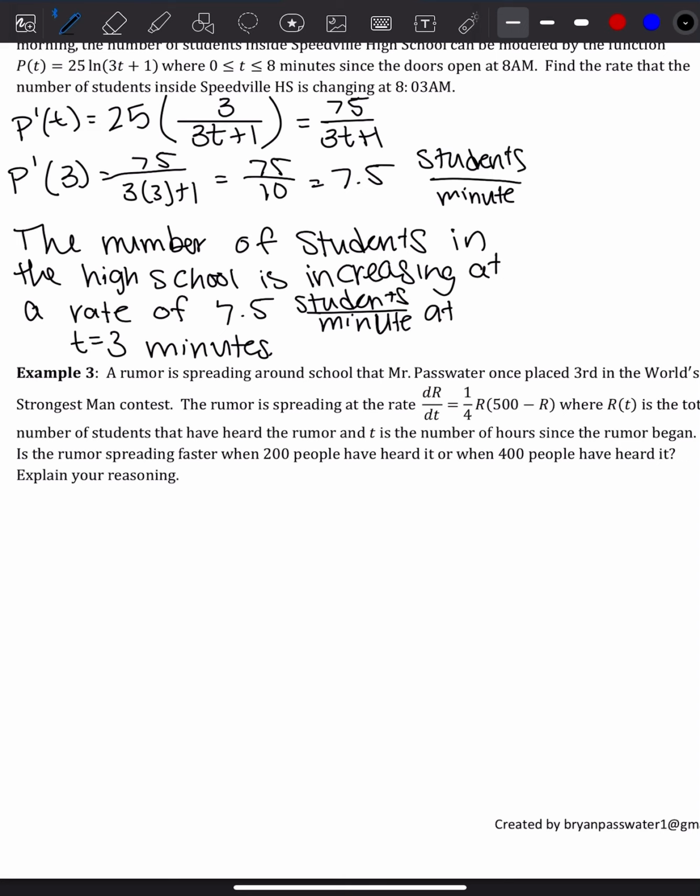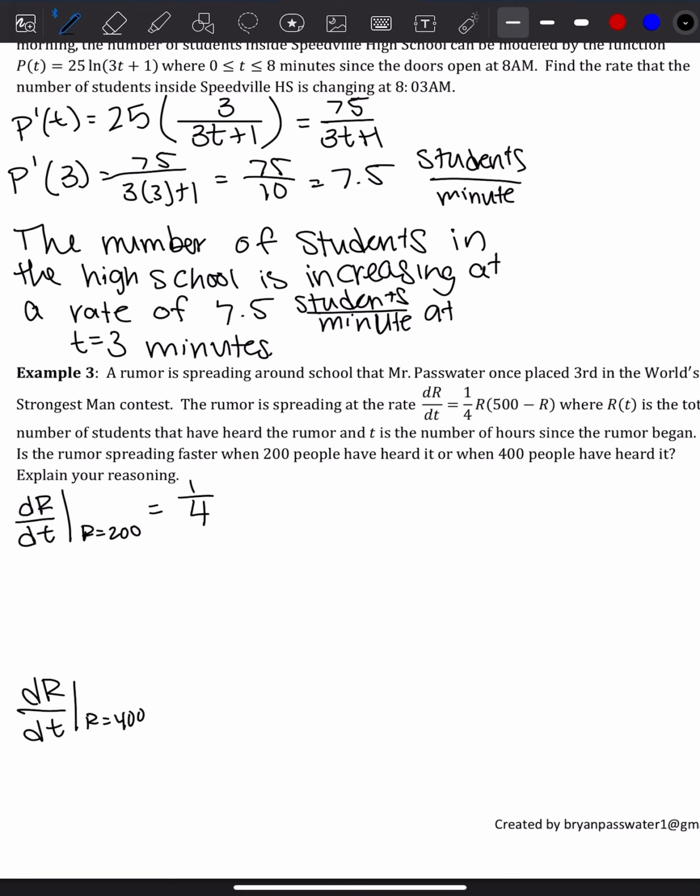So r of t is the number of people. R, which is our function's independent variable, is the thing that we're going to be plugging in. So we are plugging in the number of people. We don't really know necessarily the time, and we don't necessarily need to know. We just need to know the number of people based off our derivative. So we are going to be taking dr over dt. We are going to plug in r equaling 200 and r equaling 400.